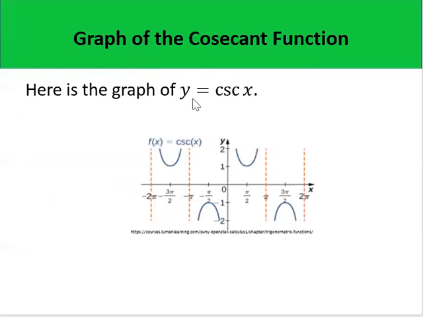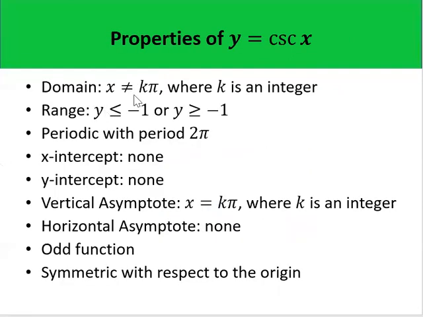And then finally, for the cosecant function, this is actually similar to the secant function, and the cosecant function is based on the graph of the sine function. So it's the reciprocal of the sine function. So for the domain of the cosecant function, it's the set of all x values except at the vertical asymptotes. And the vertical asymptotes happen at -2 pi, -pi, 0, pi, and 2 pi. So that means the domain is x is not equal to k pi. The vertical asymptote is x is equal to k pi, where k is an integer.